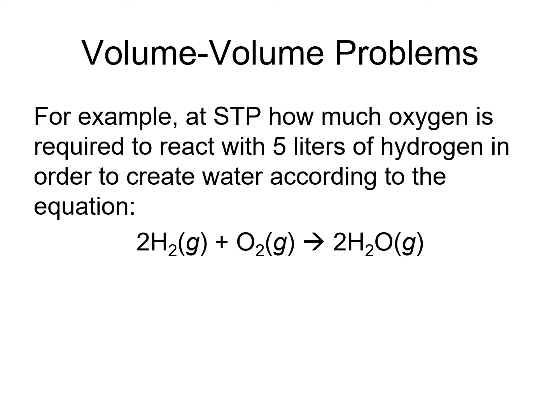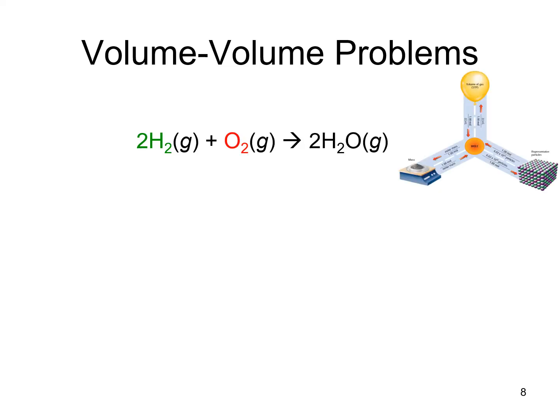Just like with a mass-to-mass stoichiometry problem, once you have a balanced chemical equation, the best thing to do is to write right next to that equation what you're given and what you want to find. We are given 5 liters of hydrogen, and we want to find how many liters of oxygen is required in order to react with that hydrogen. We are not asked to find the amount of water, and so once the equation is balanced, we really don't need that anymore. I recommend marking through it so you don't focus on it.